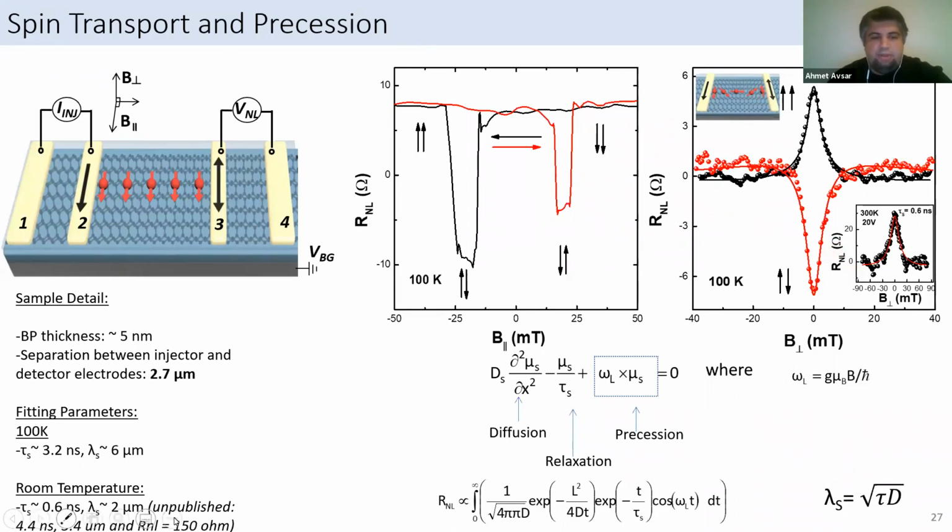And we have some unpublished results in the spin transport, it could be up to 4.4 nanoseconds. And we could see much higher non-local signals at room temperature. So these results will be published. And so the spin transport in black phosphorus works. It's a semiconductor, and we have now a semiconductor which works at room temperature.